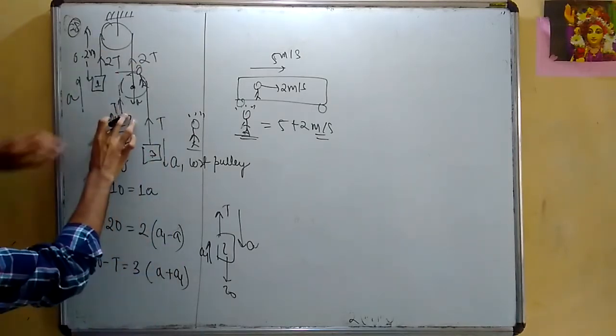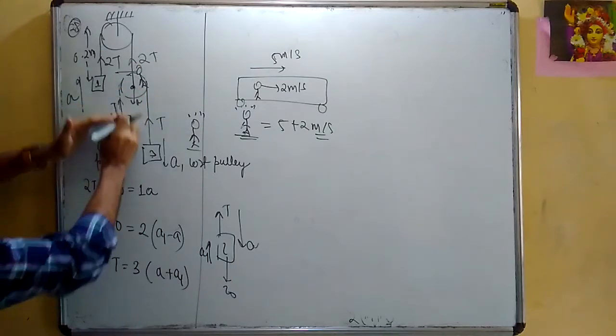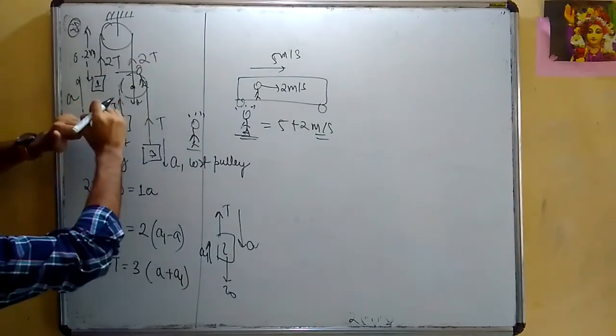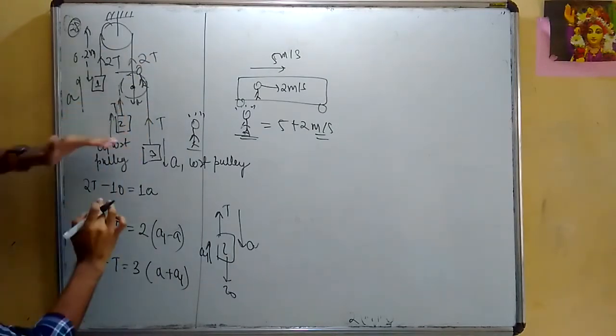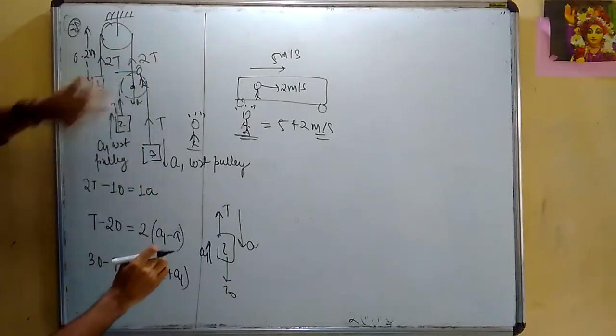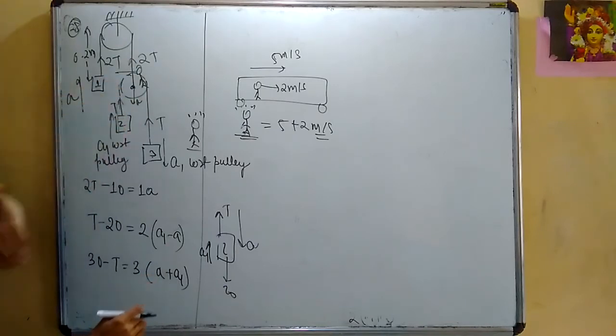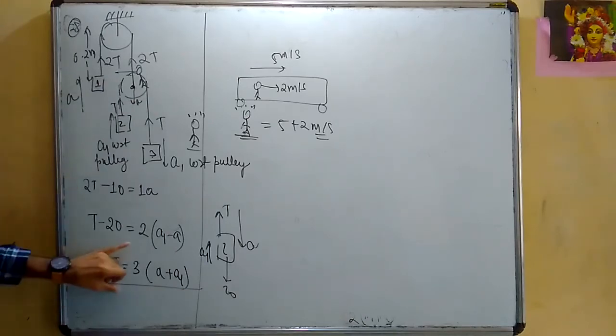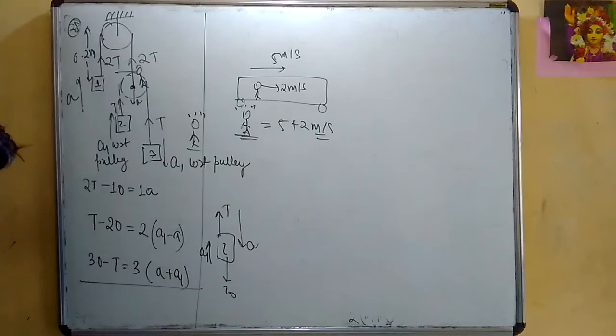And similarly for this one, the person is seeing that this is going up with a, and the person is coming down. So with respect to ground, a1 minus a is what this has moved net upward. Net upward is a1 minus a. That is what. Now I have to solve these three equations. What do I do is first of all I can eliminate a1 from these two. How do I eliminate that?